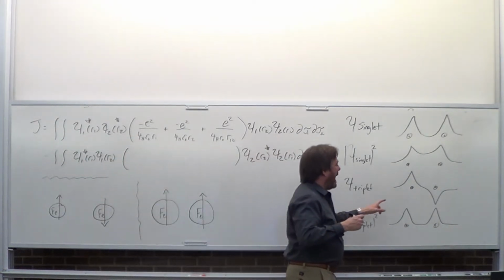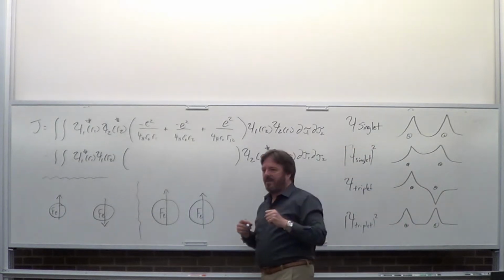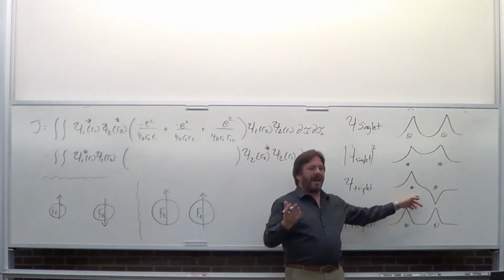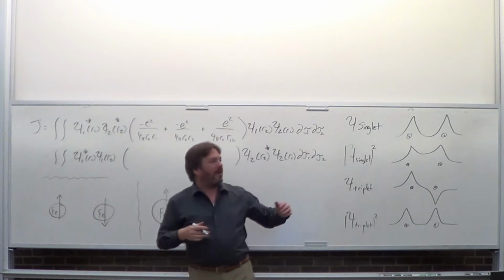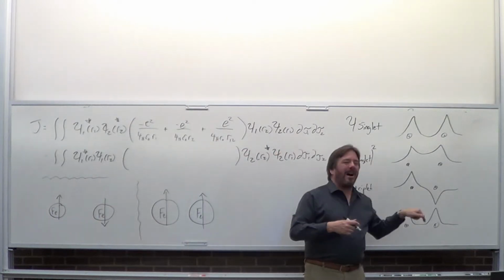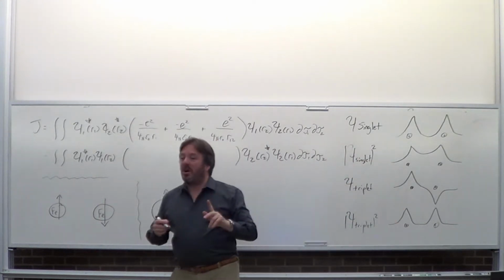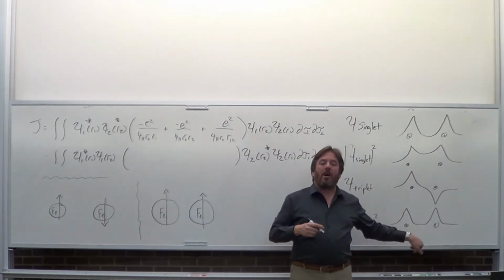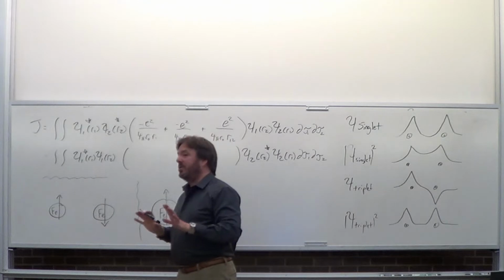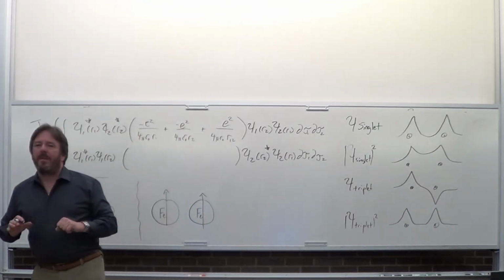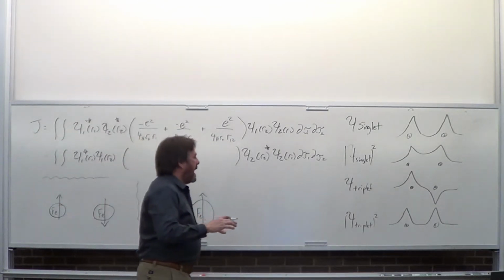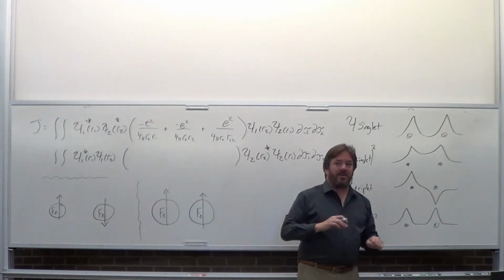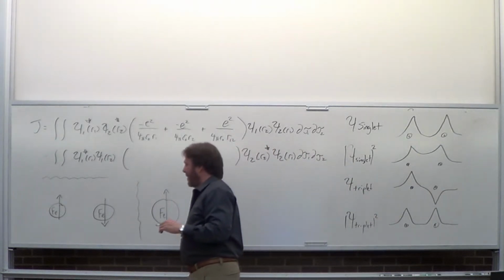Now, a triplet has an antisymmetric space wave function. So I've drawn that with odd symmetry. I drew one with even symmetry, and here's odd symmetry. Now it has a node. As a result, when I draw the wave function squared, the electrons are now staying far away from each other, which is good, right? So maybe that's why triplets have lower energy. I've seen other explanations, and that's something.